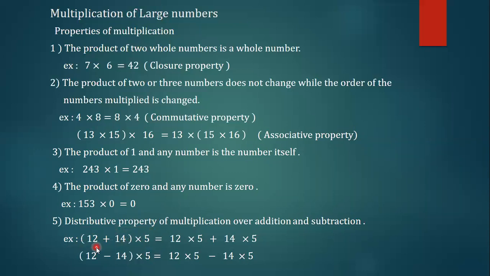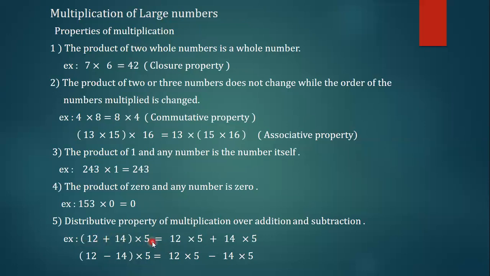Here, the first example is 12 plus 14, into 5. It means that you have to multiply 5 with the 12 and also multiply 5 with the 14. So 12 into 5 plus, what is the sign in between here? Plus. So 12 into 5, in between there is a plus sign, 14 into 5. This is called distributive. You are distributing this bracket by multiplying with the 5. So 12 into 5, 14 into 5, but in between there is a plus sign.